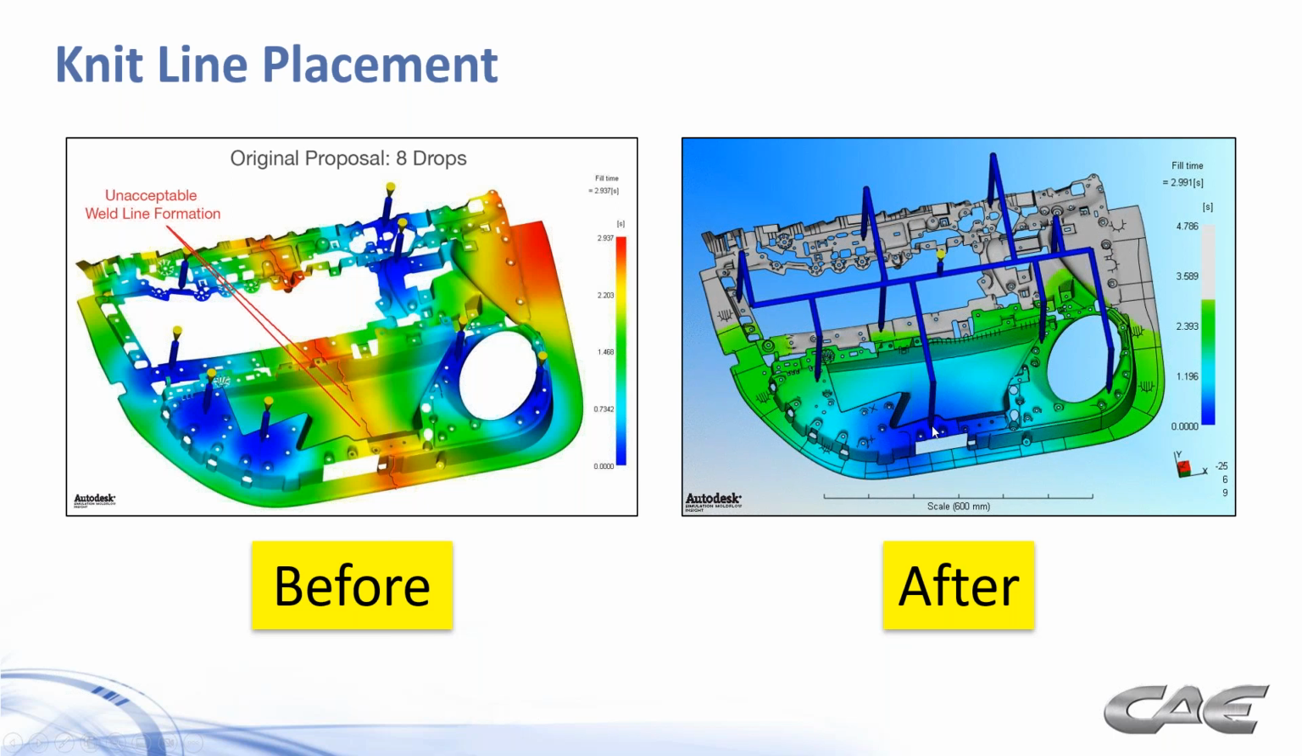Start by firing this gate at the bottom of the part, let the flow pass through that area, and then fire the rest of the gates in the non-show areas. So again, it's that trade-off between objectives. I'd love to have balance and reduce the pressure, but can't do it at the expense of having a giant knit line in a visible area.